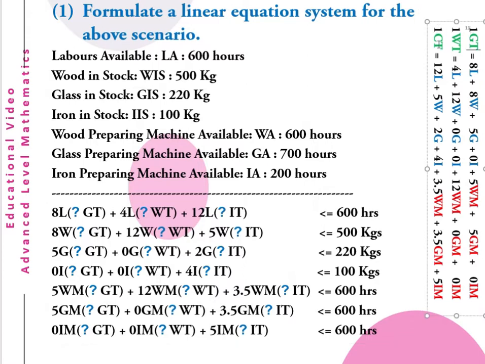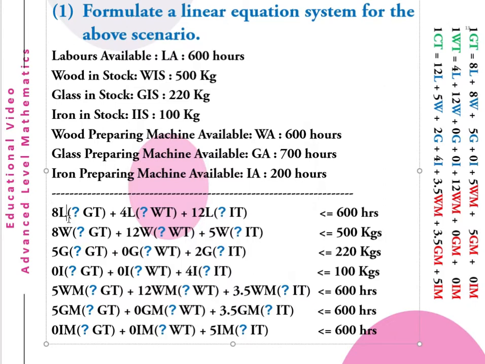From the above 3 equations, we can formulate another set of inequalities. This is the 8 labor hours, 4 labor hours, and 12 labor hours. If we want to create how many glass tables, wooden tables, and console tables. So the formula is 8 labor hours multiplied by how many. This question mark is how many glass tables we want to create. And 4 labor hours multiplied by how many wooden tables we want to create. And 12 labor hours multiplied by how many console tables we want to create. This value has to be less than or equal to 600 hours of labor available. So if this value is over 600 hours, that means the solution is infeasible.